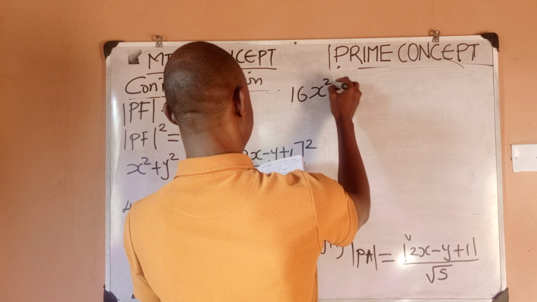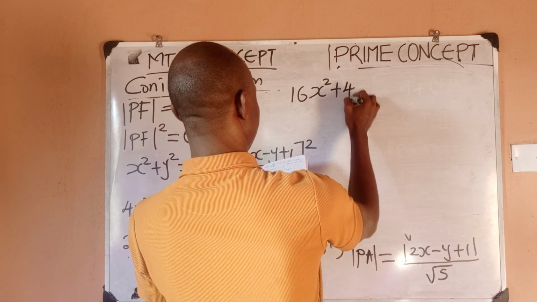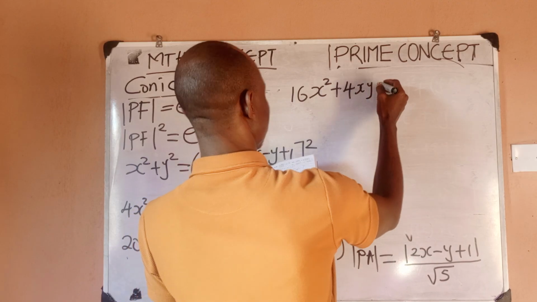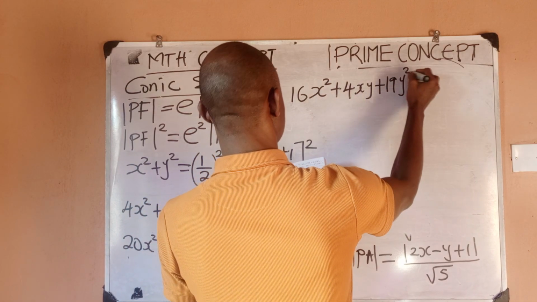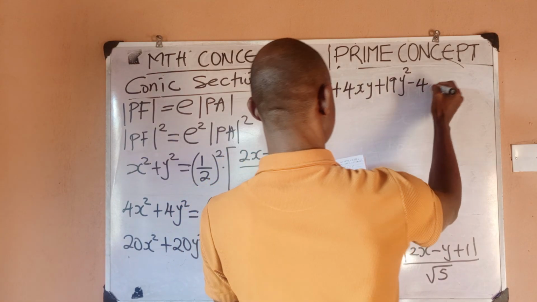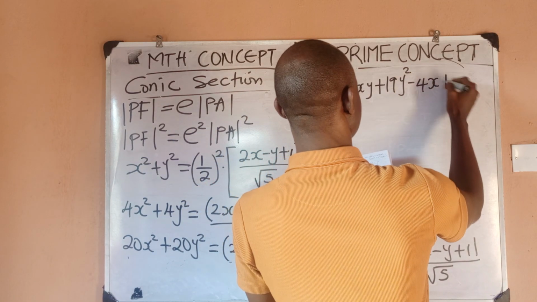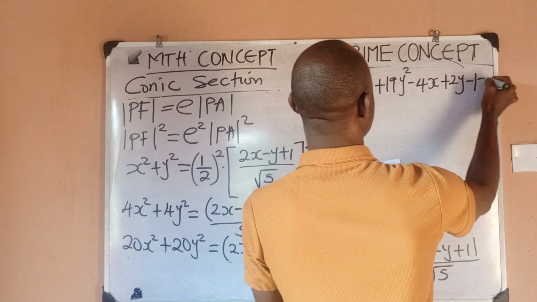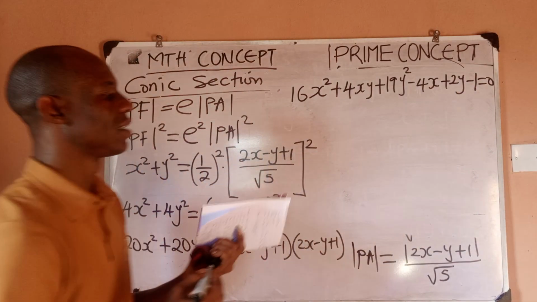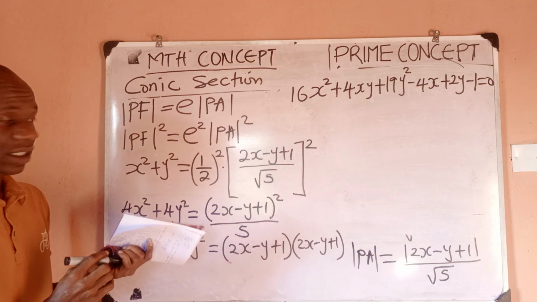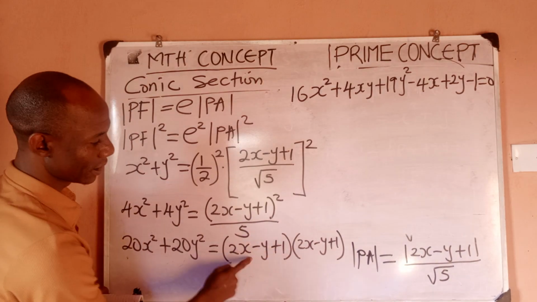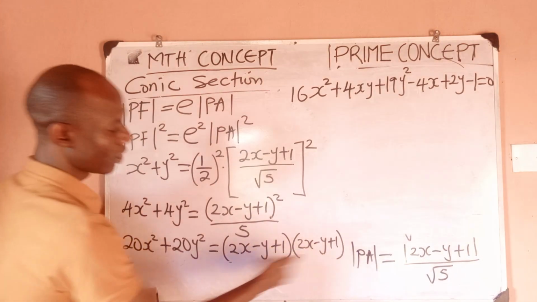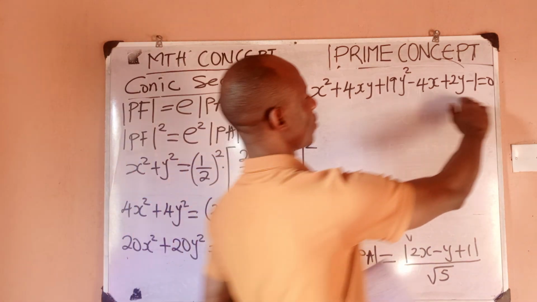16x squared plus 4xy plus 19y squared minus 4x plus 2y minus 1 equals 0. So this is the equation we would get. It's very simple to do. When you expand this, just this times this, this times this, this times this. When you do this expansion, this is the final result you will get.